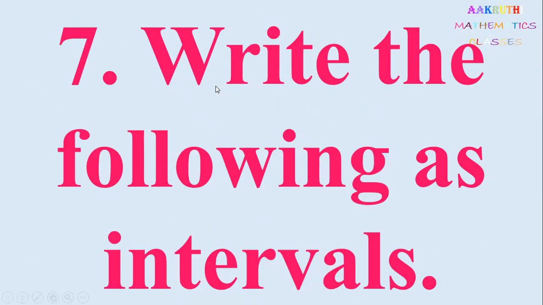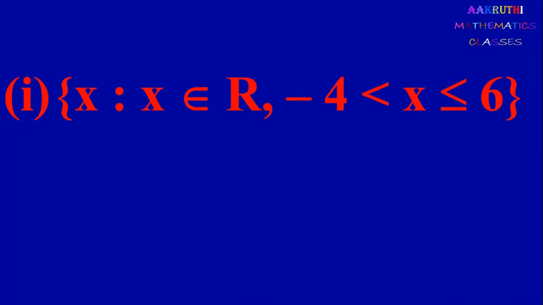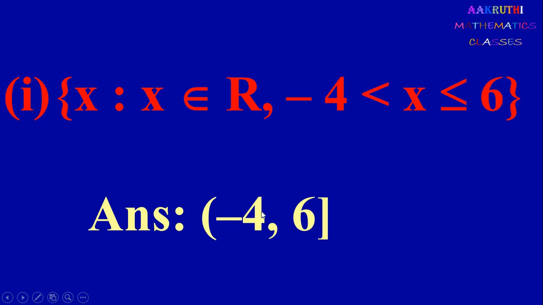So next one, write the following as intervals. You write it as an interval. It should be an open interval, closed interval, or one side open, one side closed. First one, set of all x such that x belongs to R and x is greater than -4, less than or equal to 6. X should be greater than -4. -4 is not included, but it is less than or equal to 6. So 6 is included. Now this side it is a round bracket and this side it is a closed bracket. So we can write it as open bracket -4 and here closed bracket 6. -4 is not included, but 6 is included.